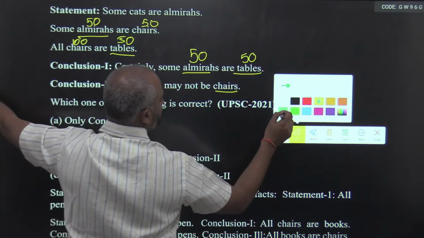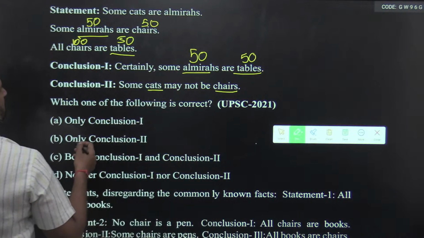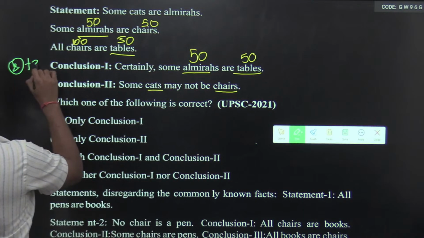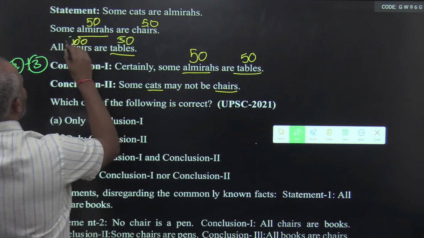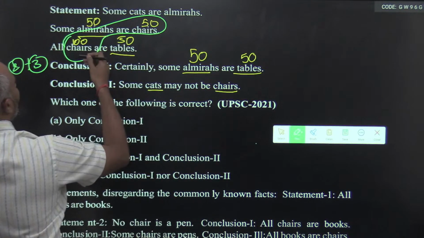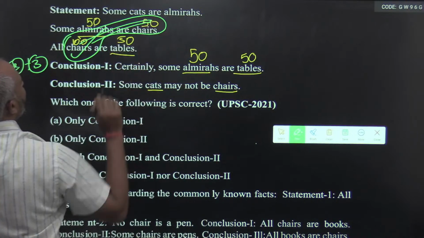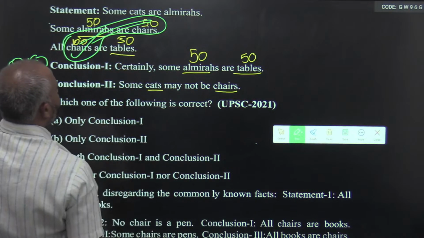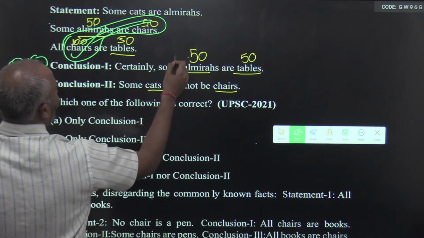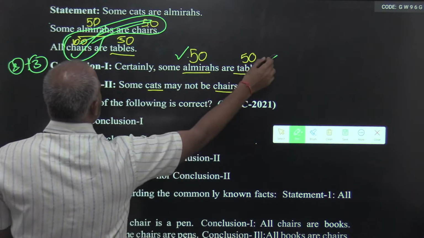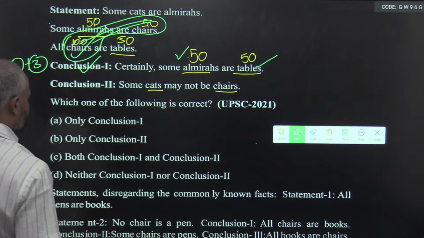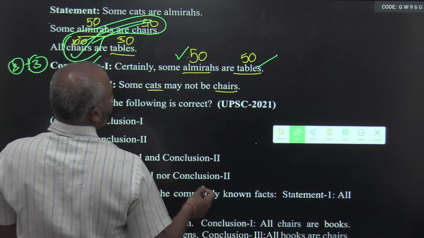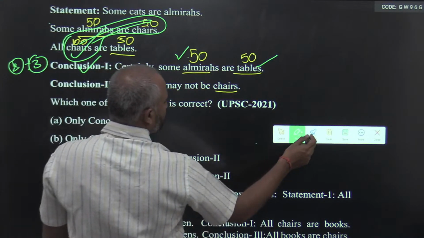Since this is universal, table says 50 since this is a positive statement. Now conclusion 1 is from statements 2 and 3. What is the common element? Chair. Do you see a value of 100? Yes. So a relationship can be made. Some almirahs are tables. The value of almirah is 50, table is 50. Can 50 become 50? Yes. So conclusion 1 stands. Now let's see conclusion 2. Cats may not be chairs.